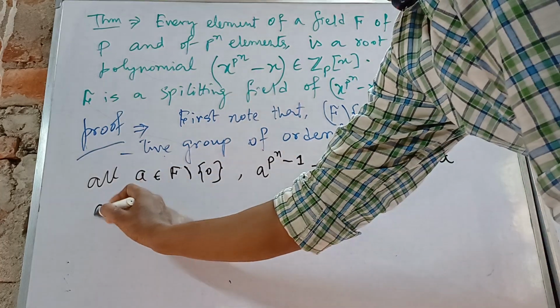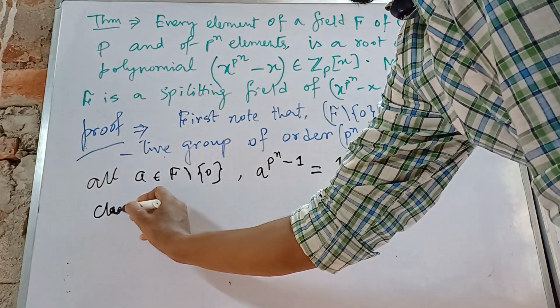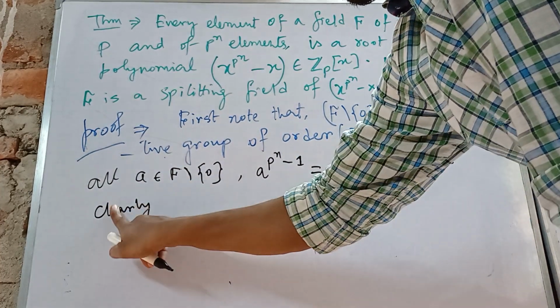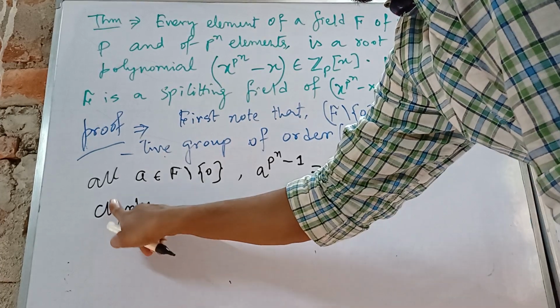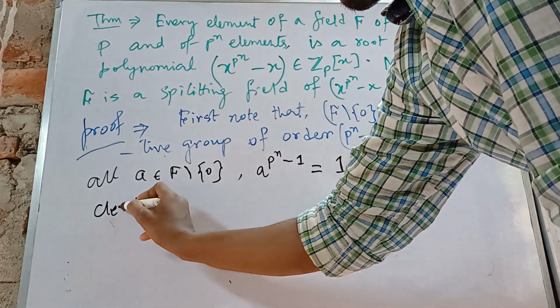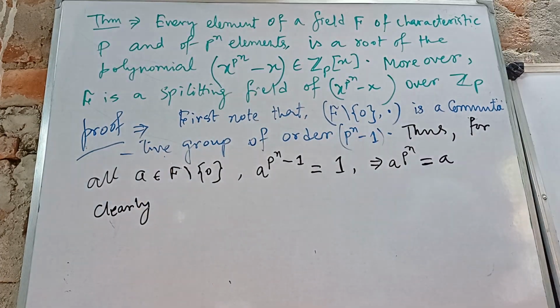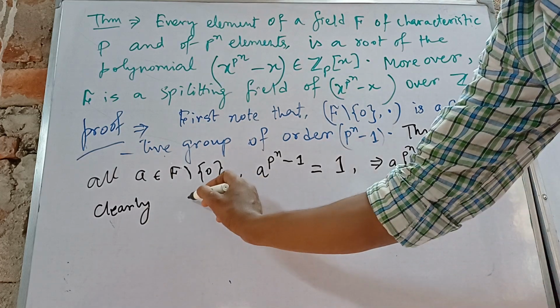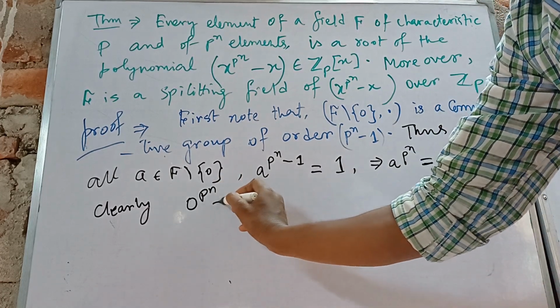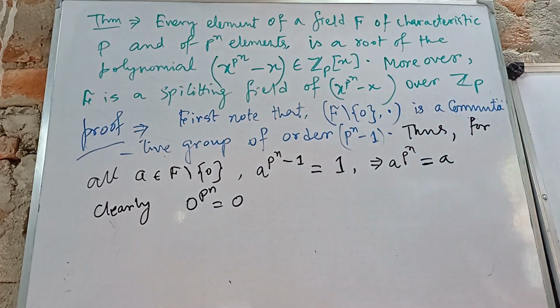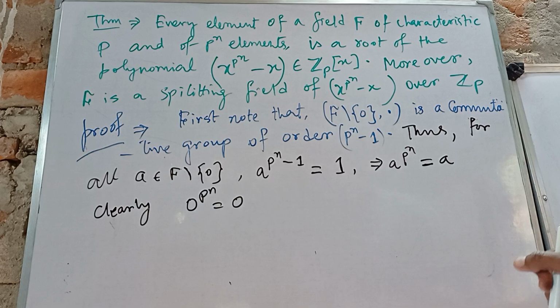Now clearly 0^(p^n) equals 0. Okay, 0 to the power p^n equals 0. Not a doubt.